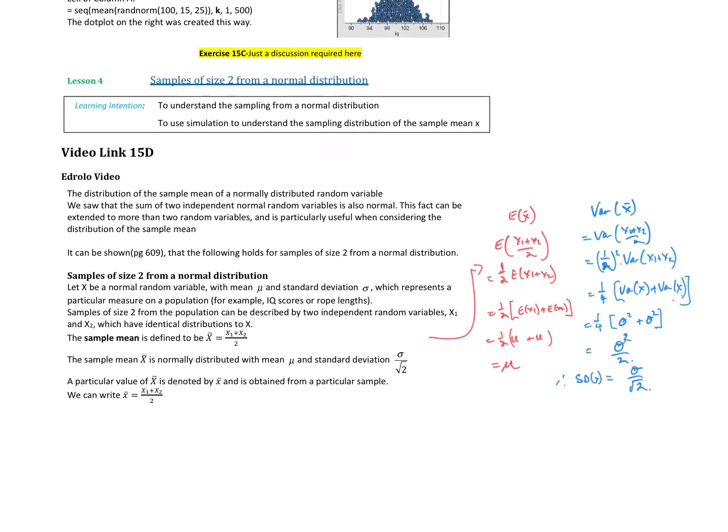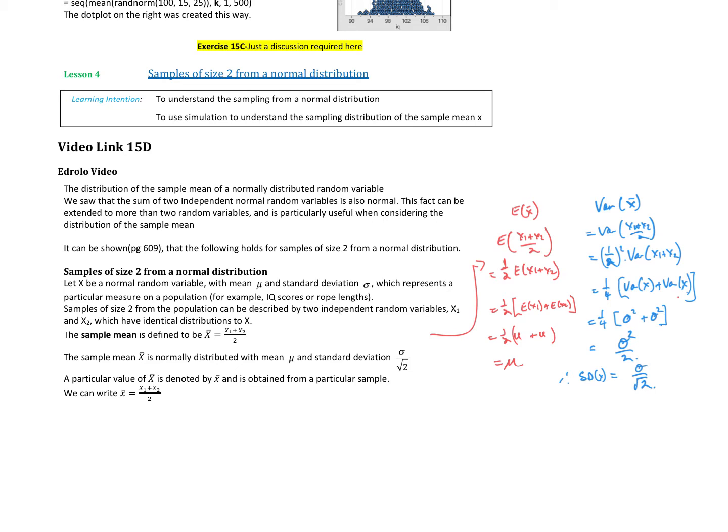Okay, so let's consider sampling a sample size of 2 from a normal distribution, and then we'll extend that to a sample size larger than 2. All right, so we know from the previous exercise that if we sample from a normal distribution, then the mean and the variance of that distribution is also normally distributed.